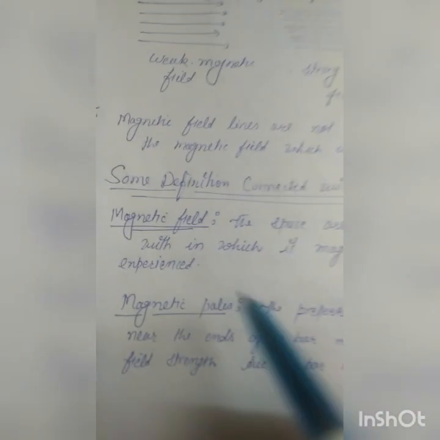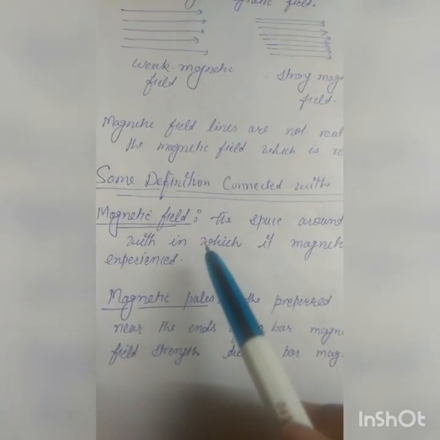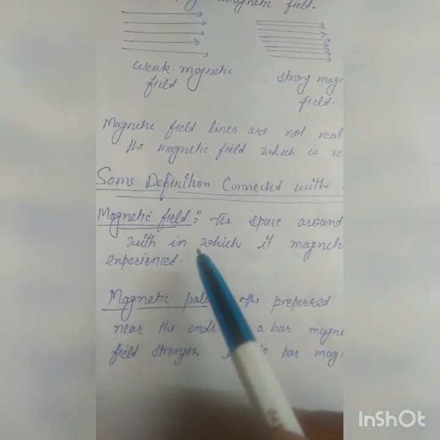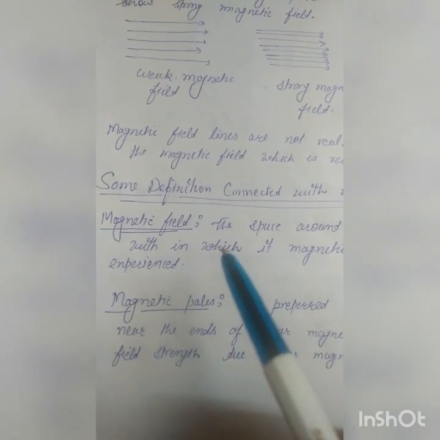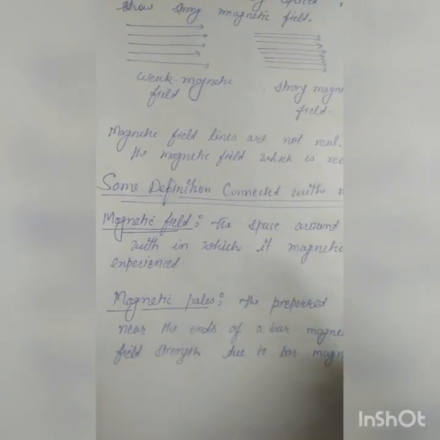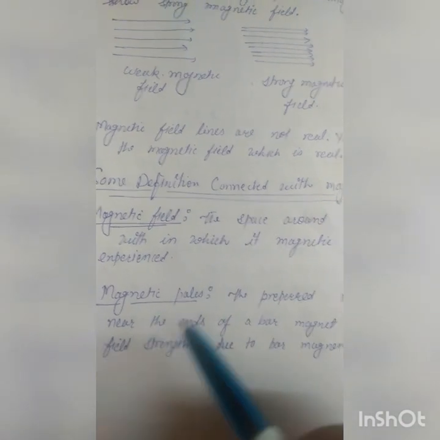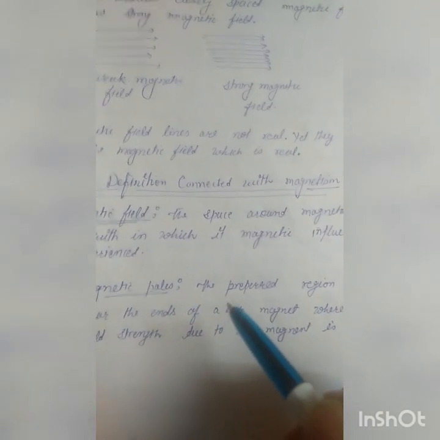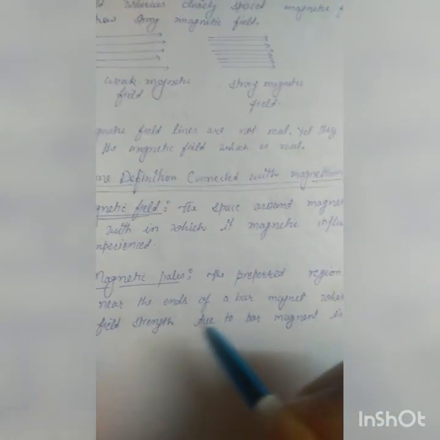First of all, magnetic field. As we already discussed, it is the space around a magnet in which its influence can be experienced by another magnet. Next, we have the magnetic pole. It is the preferred region of attraction near the ends of a bar magnet, where the magnetic field strength due to the bar magnet is maximum.